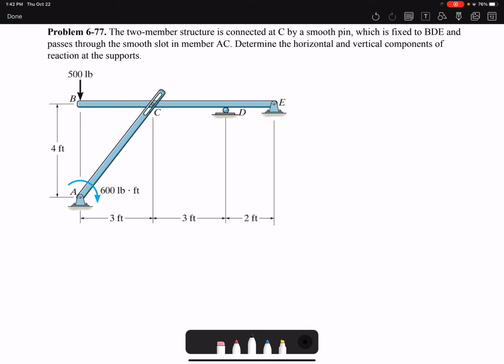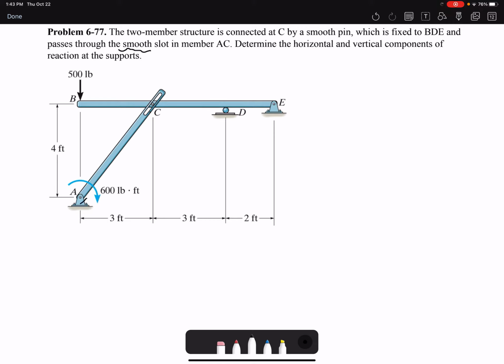Hello everyone, in this video I'm going to solve problem 77 of chapter 6. The two-member structure is connected at C by a smooth pin, which is fixed to member BDE and passes through a smooth slot in member AC. Whenever we are saying smooth, that means that we don't have any friction. Determine the horizontal and vertical components of reaction at the supports.